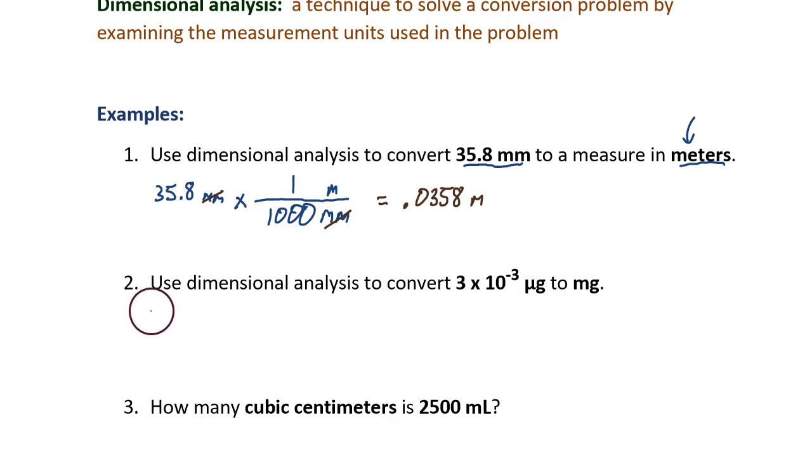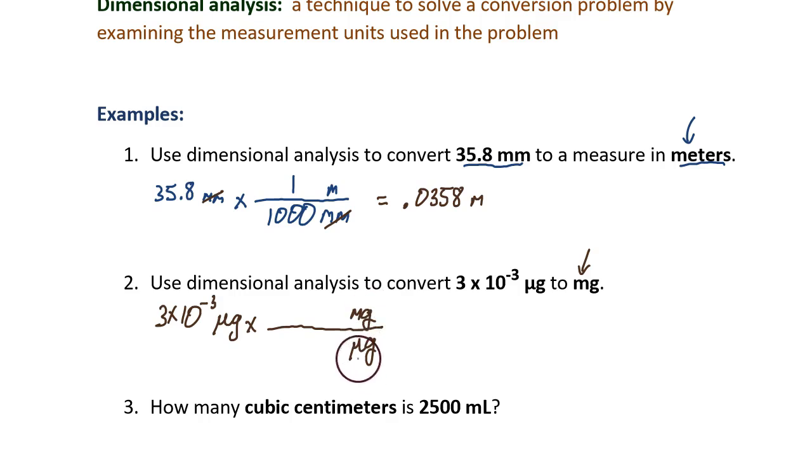To begin the technique, you write the given value down. 3 times 10 to the negative 3 power micrograms. Then write multiply and draw a fraction line. Whatever this unit label is, put in the bottom. Whatever you're trying to figure out in this problem, milligrams, put in the top. Then fill in the numbers to create the equivalency.